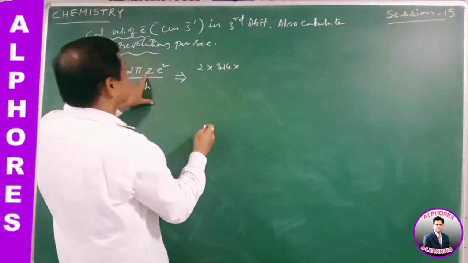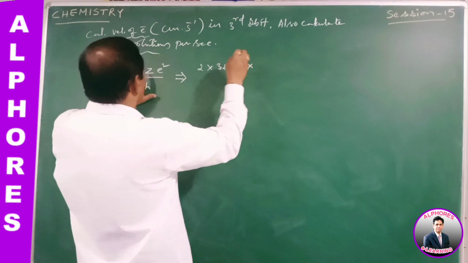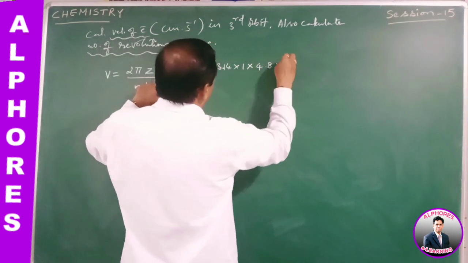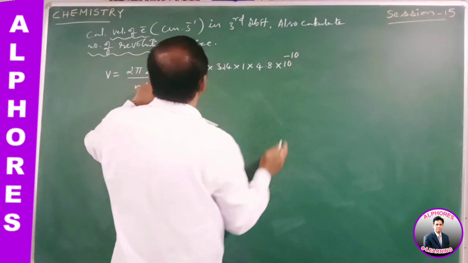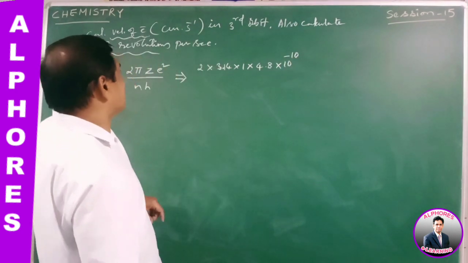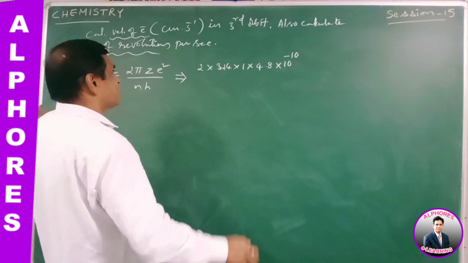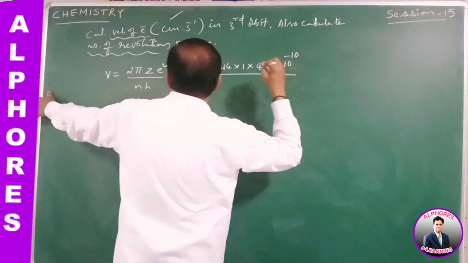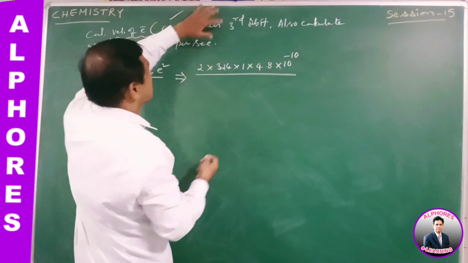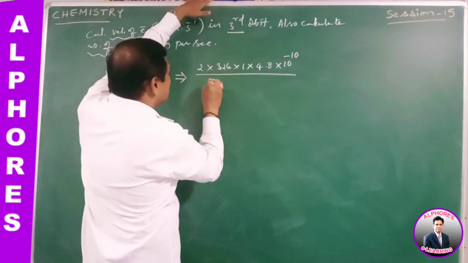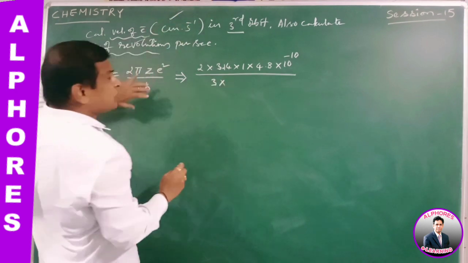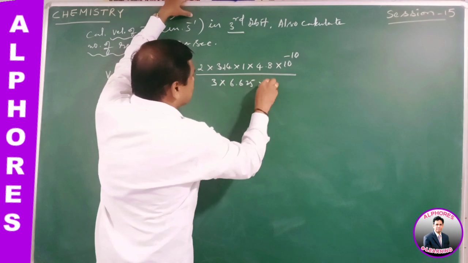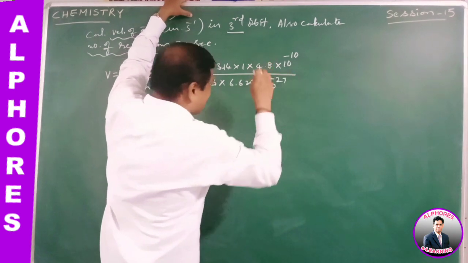Now velocity of the electron in the third orbit is 2 into 3.14 into z, hydrogen atom 1, e square, charge on the electron 4.8 into 10 to the power minus 10 ESU, because we consider the CGS units for charge of the electron as it is asking in centimeters per second. Next n, third orbit is asked, so n is equal to 3, and h value in CGS units is 6.625 into 10 to the power minus 27 ergs.